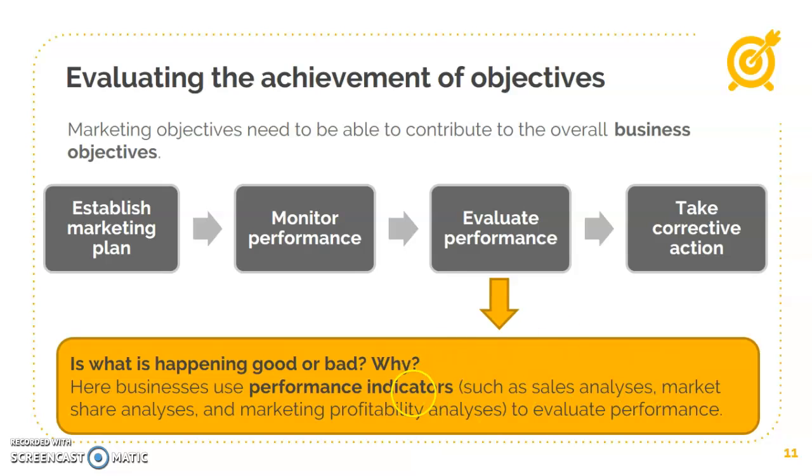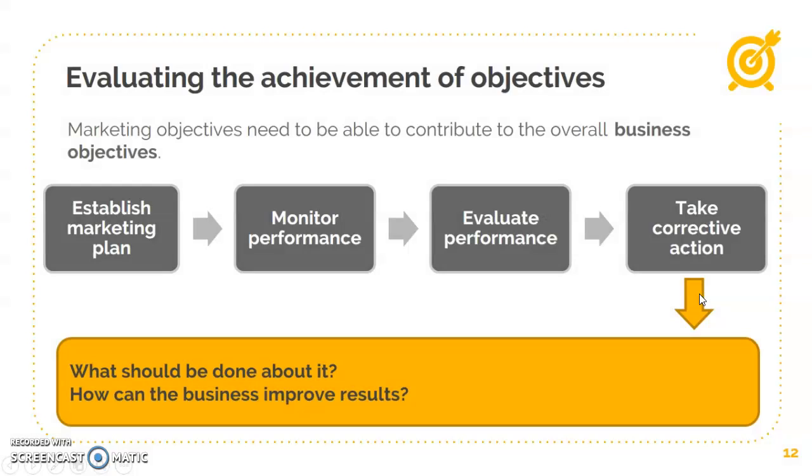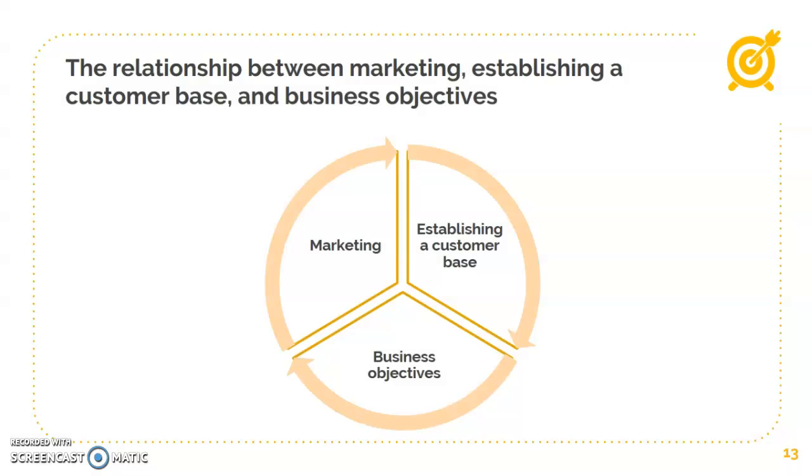Now once you analyze it, then you have to take some corrective action. What can you do to improve the results? What should be done about it? These are some of the things you need to consider. Now this is the relationship between marketing, establishing a customer base, and business objectives. Business objectives are the main things that you're wanting to achieve. Now you will only achieve the business objectives if you have a customer base. You will have a customer base only when you're marketing, you're advertising your product.